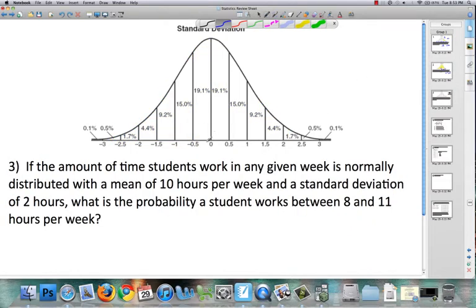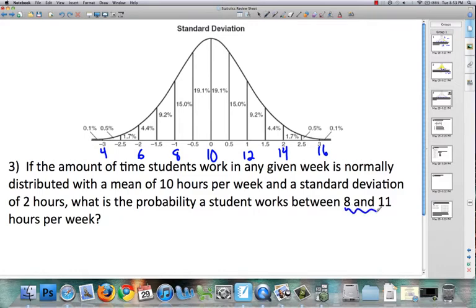The amount of time students work in any given week is normally distributed, so we're going to use the standard deviation curve with a mean of 10 hours per week, 10 goes in the middle, and a standard deviation of 2 hours. What is the probability that a student works between 8 and 11 hours per week? So if we write out our standard deviations here, one above would be 12, 2 above would be 14, 3 above would be 16, 1 below is 8, 2 below is 6, 3 below is 4.